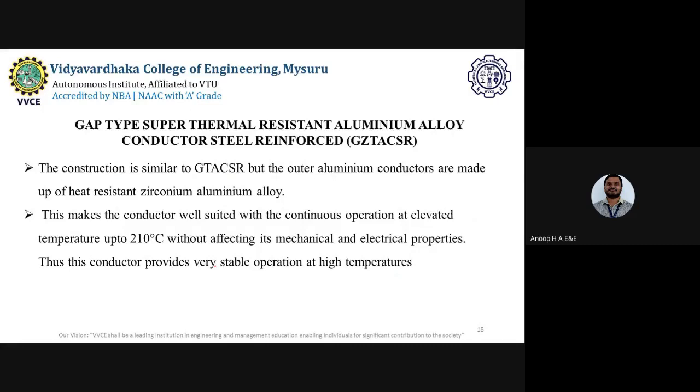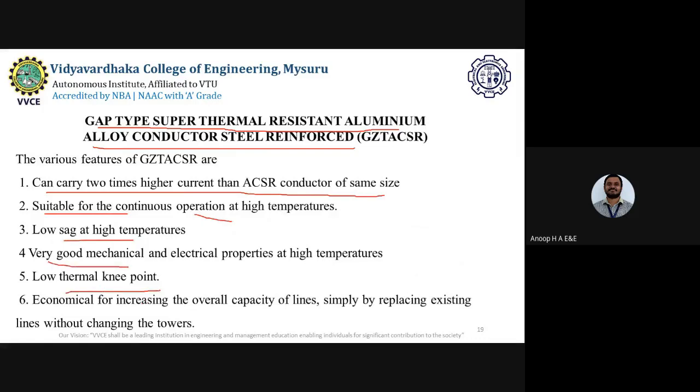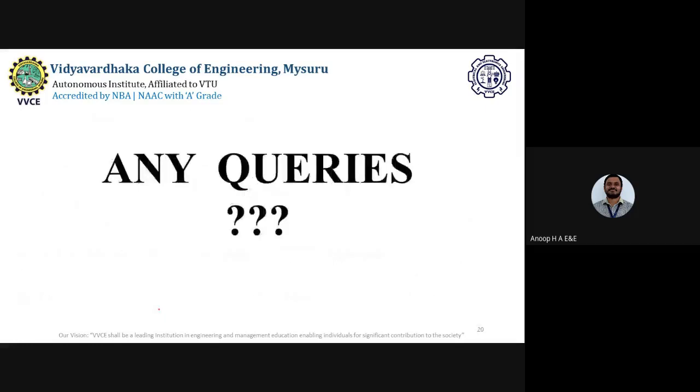So next we have GZTACSR, the gap type super thermal resistance aluminum alloy conductor steel reinforced. We'll have 2 times higher current than the ACSR conductors. Next, suitable operation at high temperature and low sag at high temperature. We'll have very good mechanical properties, low thermal knee point, and an economical increase. All these things have to be kept in mind when it comes to GZTACSR.